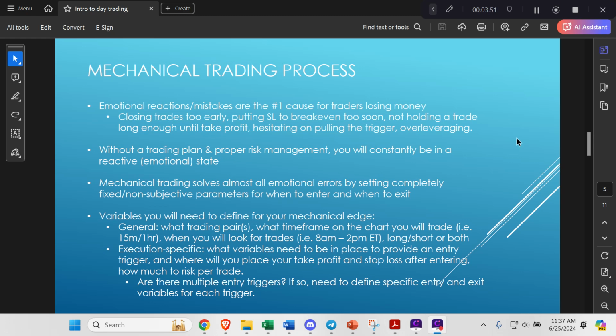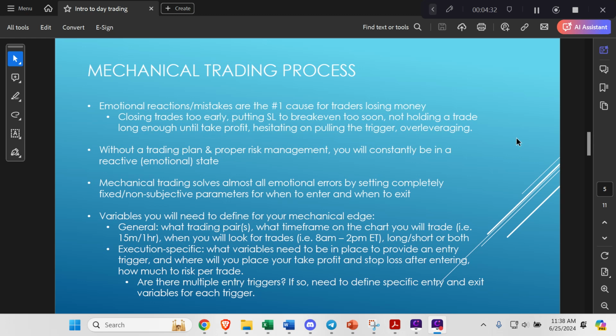So basically, whenever you don't have a trading plan and proper risk management, you're always going to be reacting, because when it's going in your favor, you'll feel excitement. When it's going against you, even if you're already in profit, but it starts going against you, you will start to feel physical fear. Being in this reactive state turns off the logic side of the brain and makes you very reactive and prone to making these mistakes more often and more severely. So mechanical trading solves a lot of that by making it so you have no shadow of a doubt when to enter, when to exit, whether that's for profit or loss.